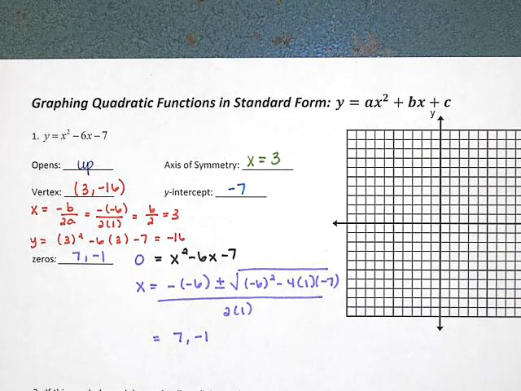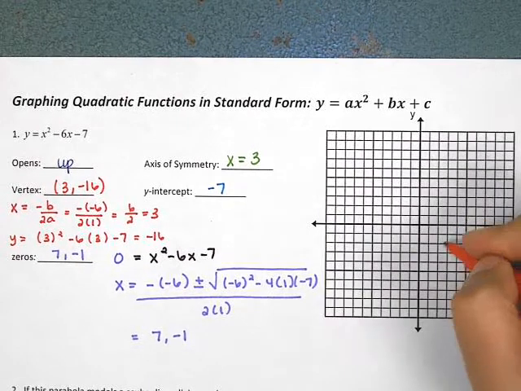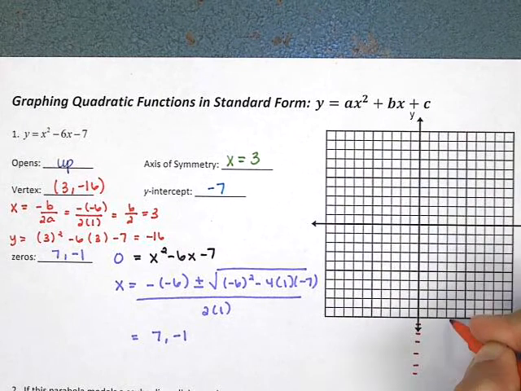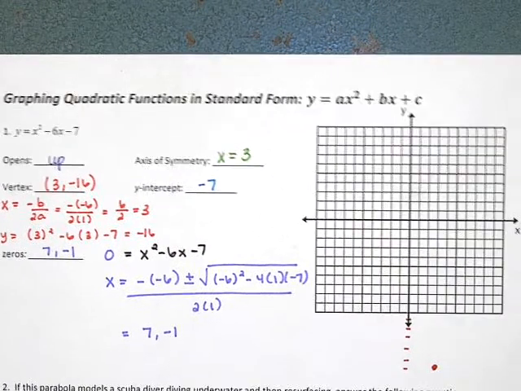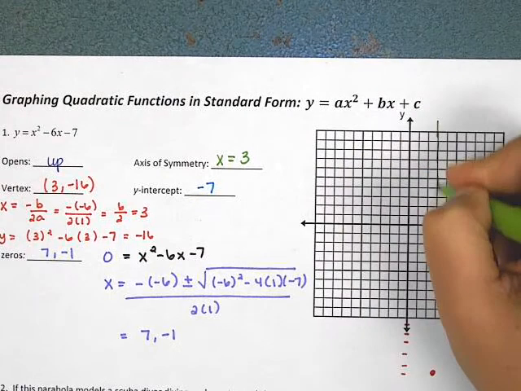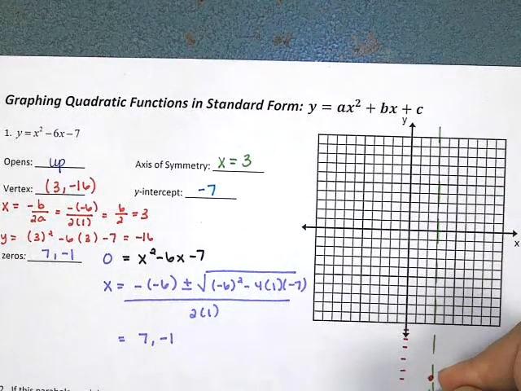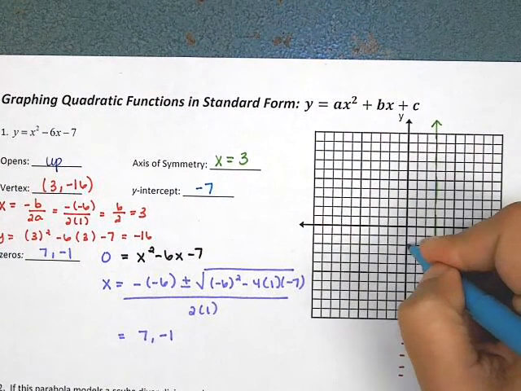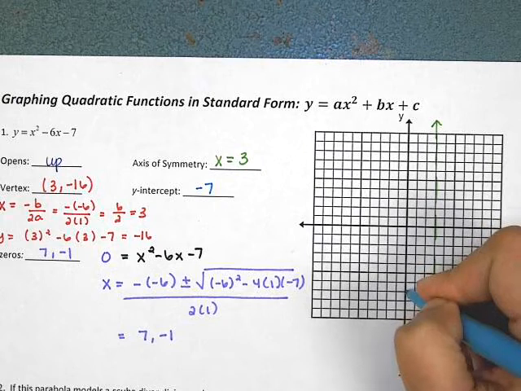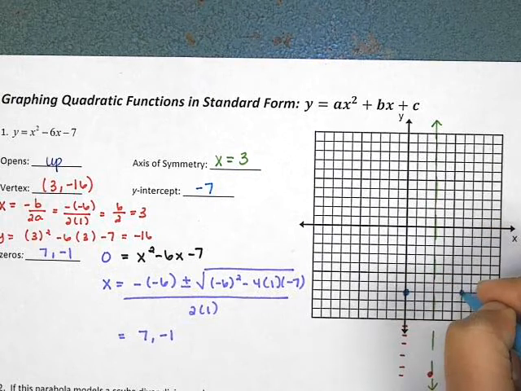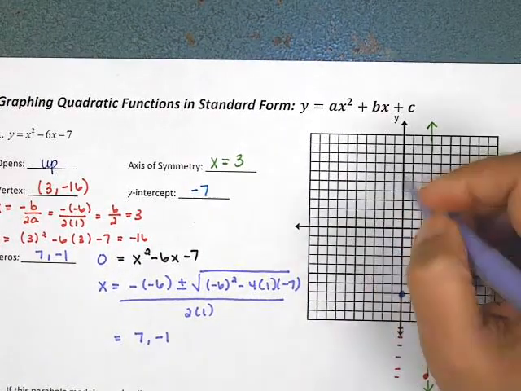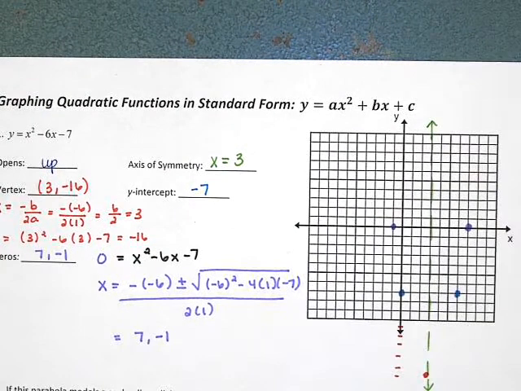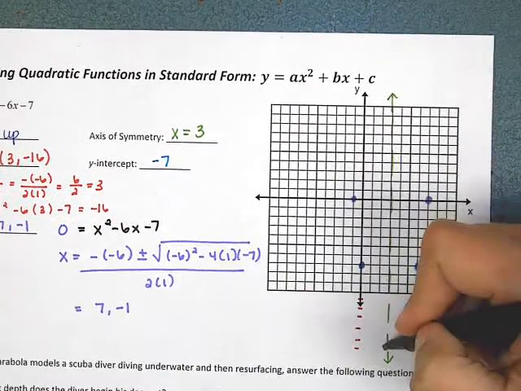So I'm going to graph this. So I'm going to graph the point (3, -16). So I need a little more space. 5, 6, there we go. Right there. My axis of symmetry would be right here. My y-intercept would be -7. Buy one, get one free. And my zeros would be -1 and 7. So finally, I'm just going to draw my parabola.